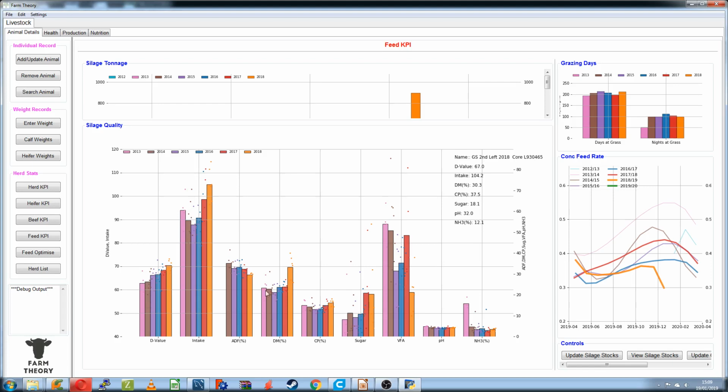So you'll notice our dry matters, even though we were raking our grass, didn't improve at all, but our intakes did take a big jump up along with our D values, probably due to the more sugars and better fermentations.